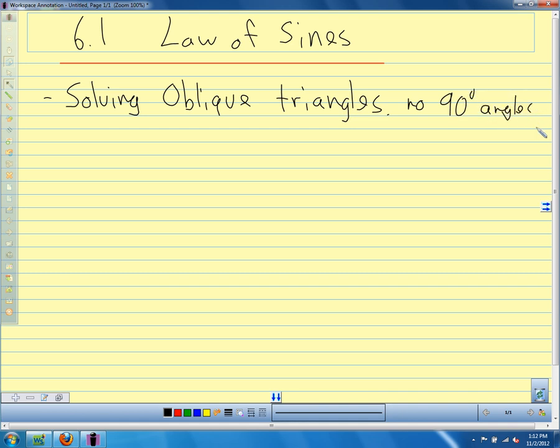So we want to apply what we figured out about trigonometry to figuring out things about other triangles that don't have 90-degree angles. We talked about it briefly before, when we talked about right angle trigonometry. When we say solve a triangle, we're solving for all the sides and all the angles. So we're finding all sides and angles.